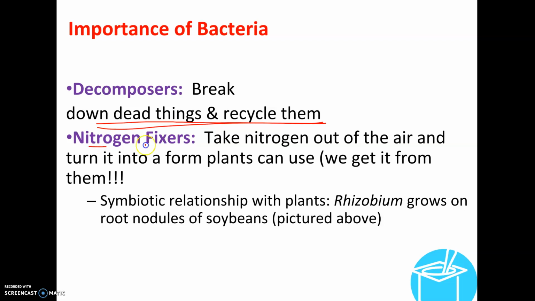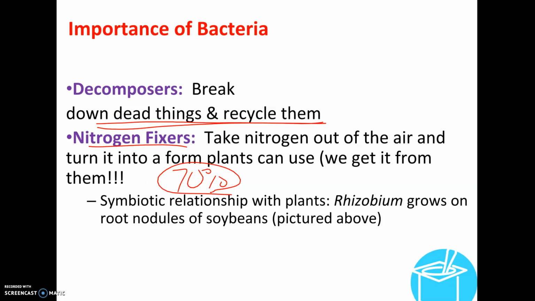They also do something called nitrogen fixation. They basically take nitrogen out of the air and they turn it into a form that plants can use. Every living thing needs nitrogen to survive. But even though our air is 70% nitrogen, we can't do anything with that. We inhale it and we exhale it right back out.